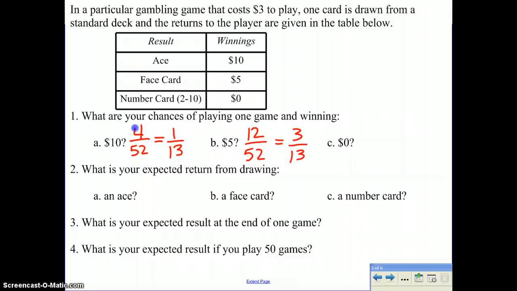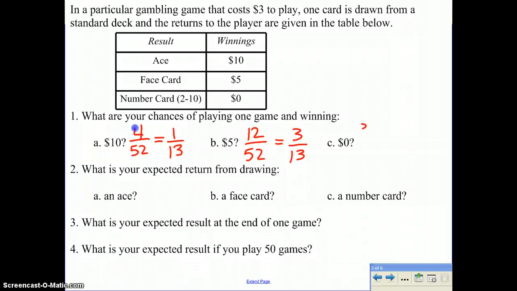Now, last question, what's the probability of winning $0 on any game? Well, that's just the rest of the cards. So you could count them up and find that from 2 to 10, there are actually, let's see, do the math, 52 minus 16, that would be 36 cards.